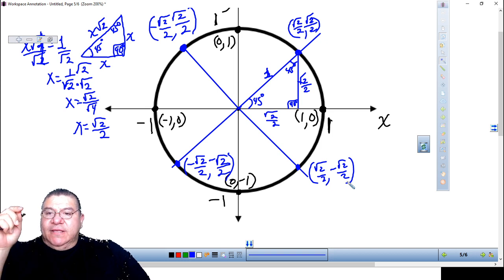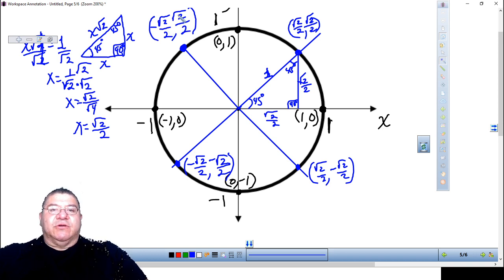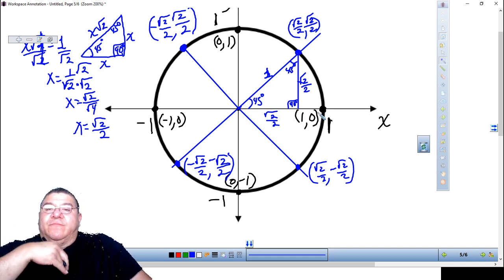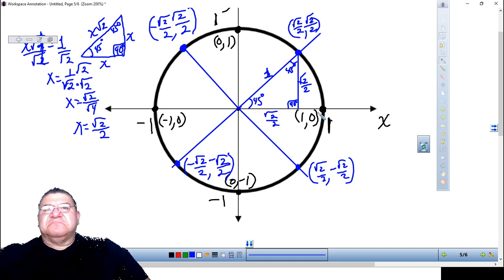So we got these points. 1, 0; square root 2 over 2, square root 2 over 2; 0, 1; negative square root 2 over 2, square root 2 over 2; negative 1, 0; negative square root of 2 over 2, negative square root of 2 over 2. This is 0, negative 1, and this one is square root of 2 over 2 and negative square root of 2 over 2, and this is 1, 0. All right, any questions?